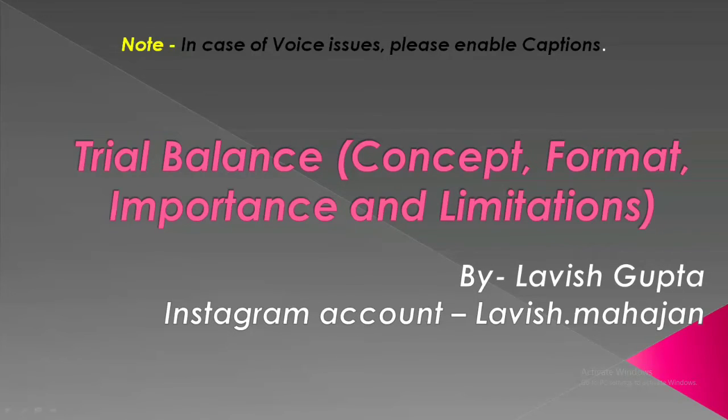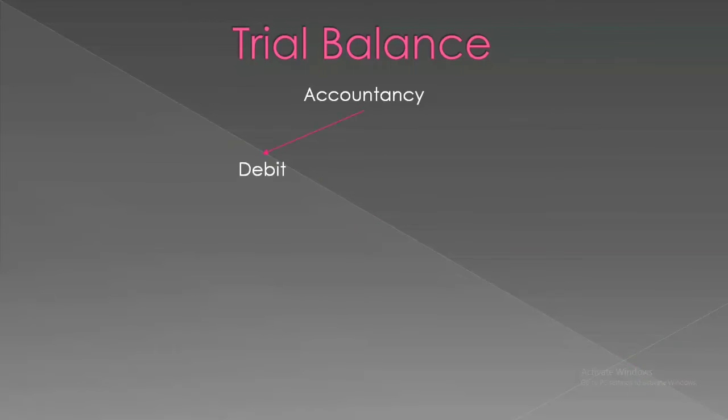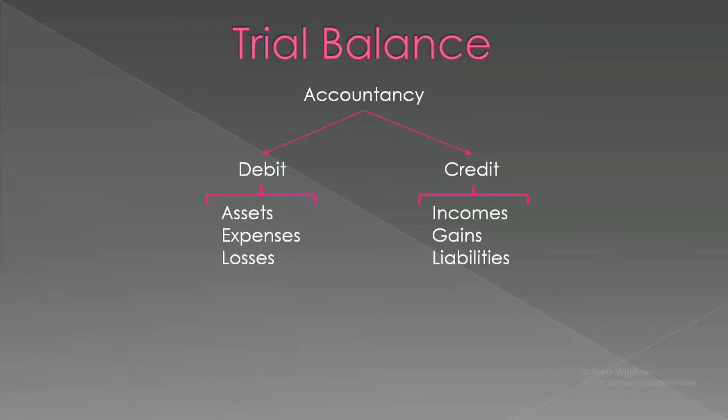Hello guys, this video is about trial balance, in which we are going to study all the things related to trial balance. But before discussing it, you should know that in accountancy there are two important aspects, which are debit and credit. And all accountancy is based on these two terms. Debit includes three types of account, which are assets, expenses and losses, whereas credit includes incomes, gains and liabilities.